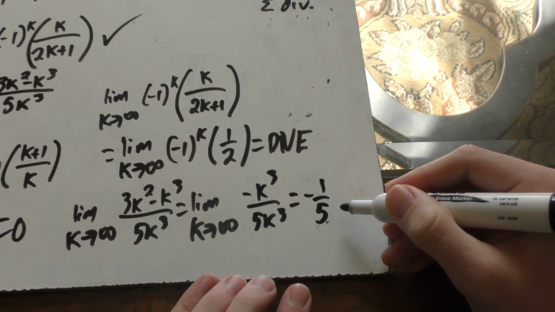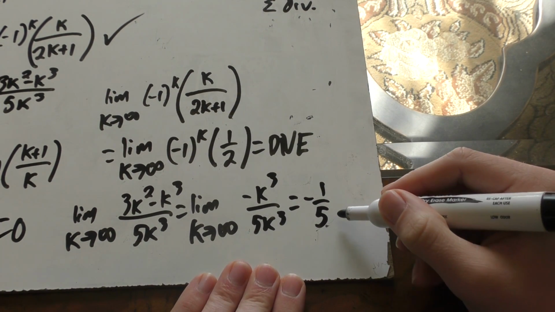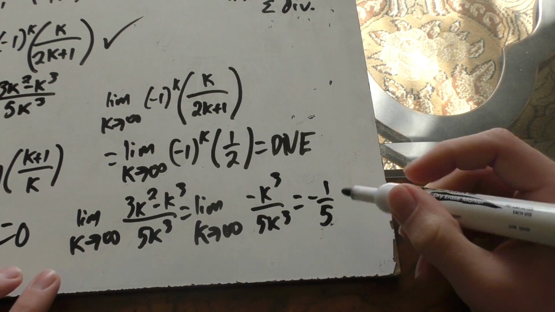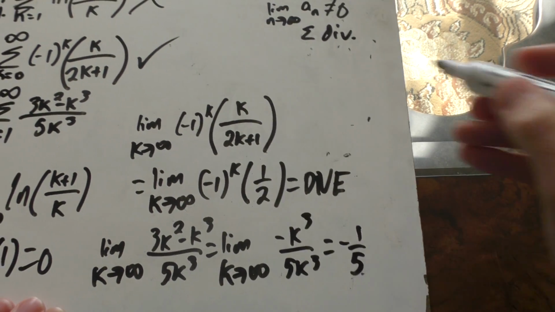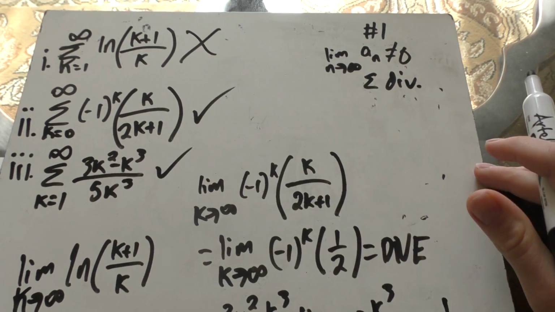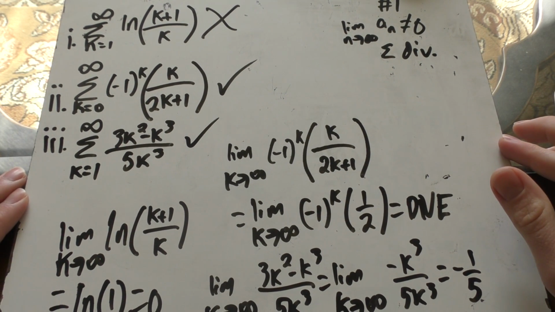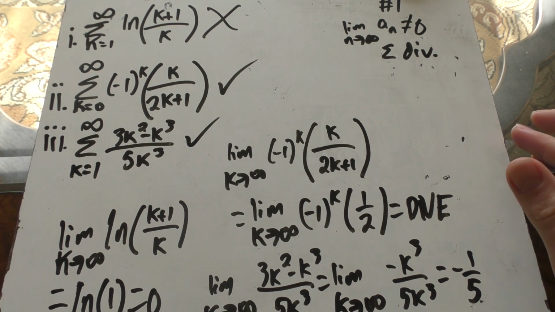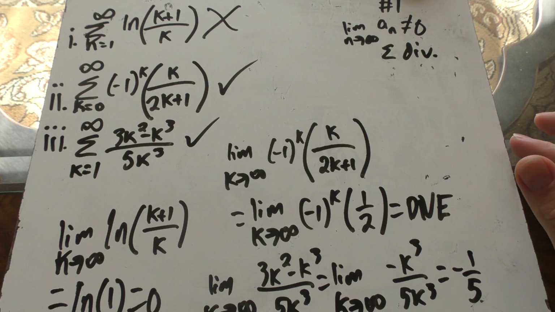All right, we got something other than 0. So this means that the series of these terms will also diverge. And so our 2 divergent series are 2 and 3. All right, 2 and 3.